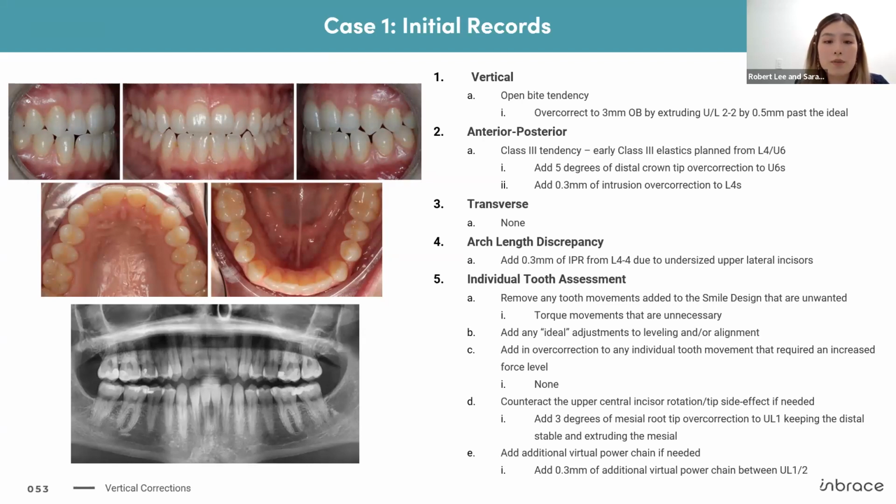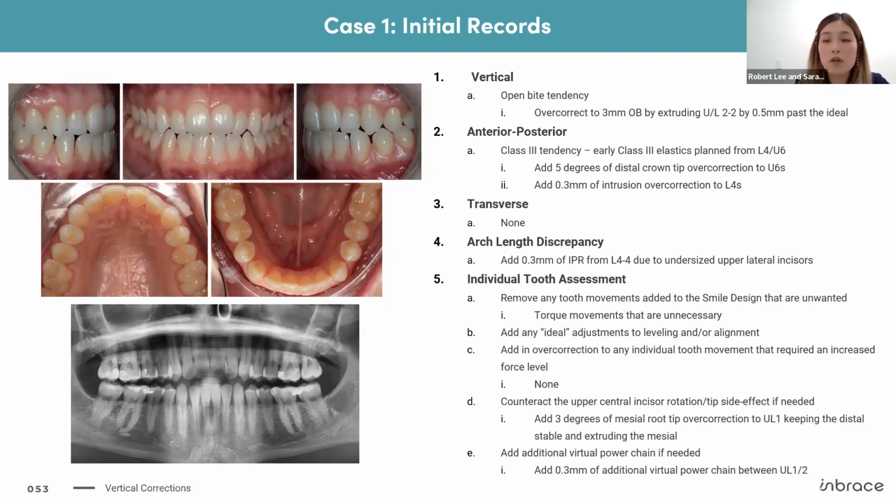for additional virtual power chain, we would ask them to add 0.3 millimeters of that additional virtual power chain between that upper left one and two, because you can imagine as that upper left one rotates mesial out, the tooth is rotating away from upper left two, and so just to prevent any potential small spaces from opening.